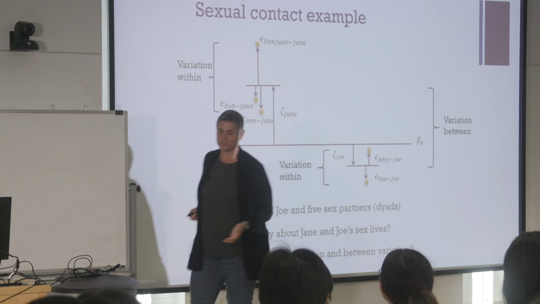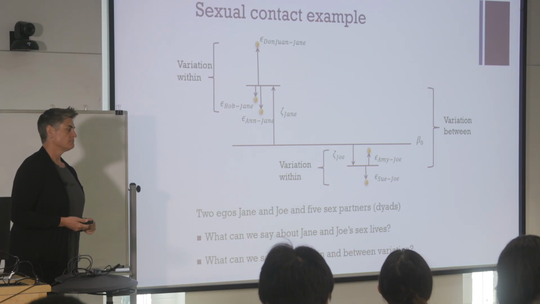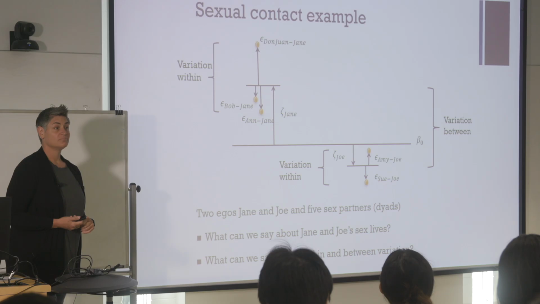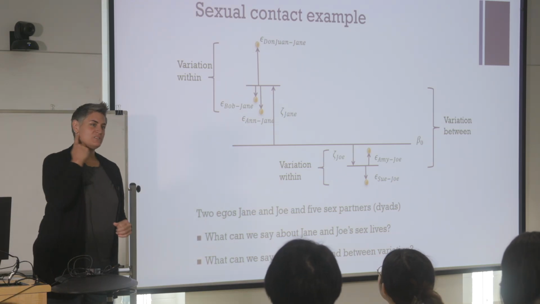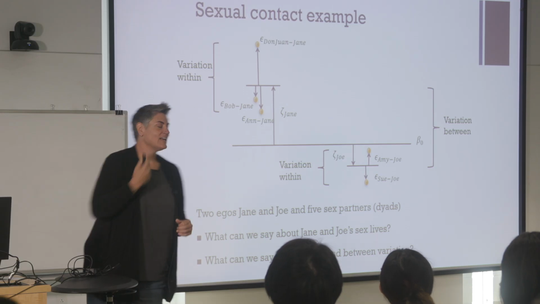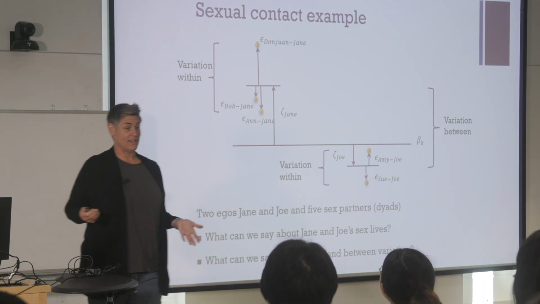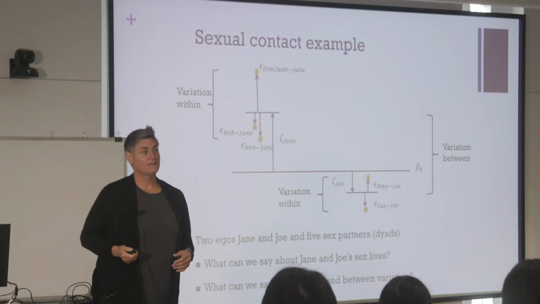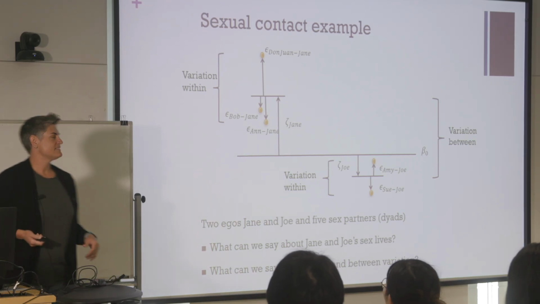So based on this illustration, what can we say about Jane and Joe's sex lives? Well, right, yeah. So one alter probably plays many instruments, if our theory is correct. What were you going to say? I was going to say Jane is having more sex than Joe, but the variance for Jane is larger. Yes, exactly. Perfect.